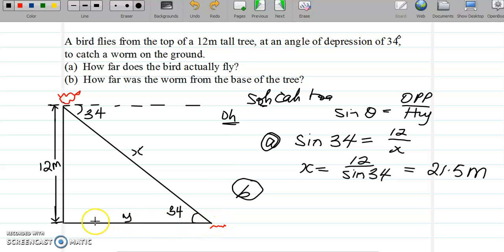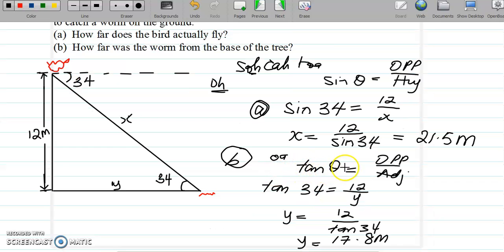Now the B part says how far was the worm from the base of the tree. So this is the worm. They are looking for the distance to the base of the tree. So this gives us Y, and that gives us what? Opposite, adjacent. So we look at what? Opposite, adjacent, which is what? Tan. So I'll look for tan theta, which gives us tan theta equal to opposite over adjacent, and our theta is 34, opposite is 12, over this. So if we cross multiply and solve the question, we find out that the length is what? 17.8 meters. So that's how we solve the problem.